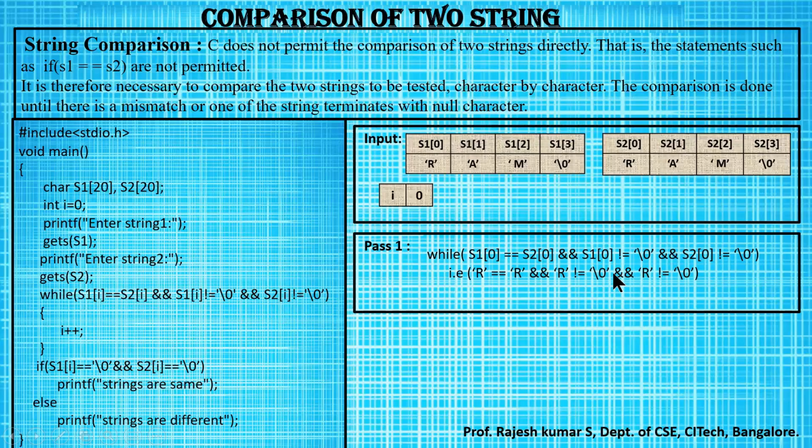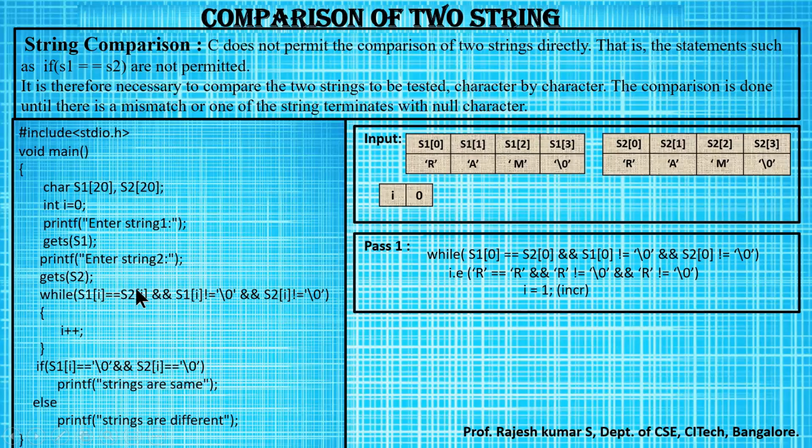We are using a logical AND operator over here. Why do we use logical AND? All the 3 conditions should be satisfied in order to enter into the while loop. When all the 3 conditions are satisfied, we will enter into the while loop and increment the I value. Now I value becomes 1.